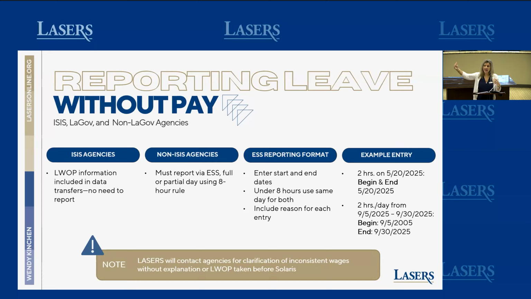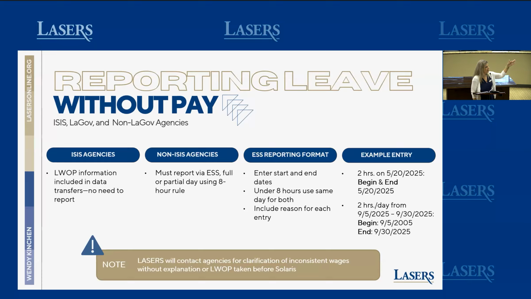Additionally, if it is less than 8 hours for 2 weeks, they take off 4 hours every morning for the next 2 weeks. They take leave without pay. Well, the start date would be the first day that they took leave. The end date would be the last. You don't have to enter a start and end date for every day for those 2 weeks, even though it's under the 8 hours, because it was a consecutive event. You can just enter the start date as the beginning of the 2 weeks and the end date as the end of the 2 weeks.